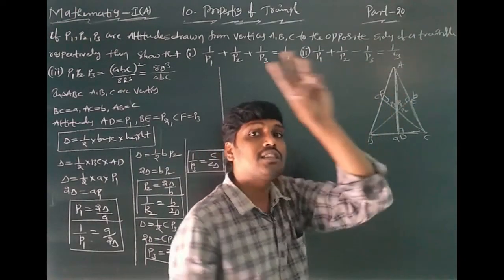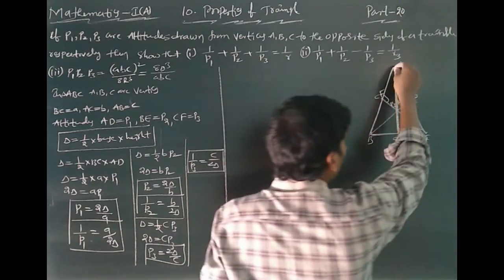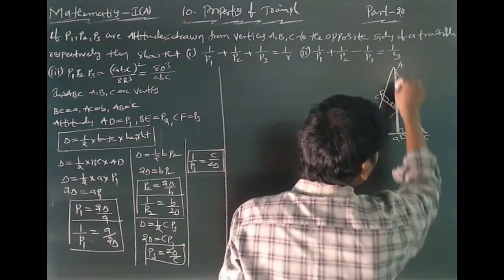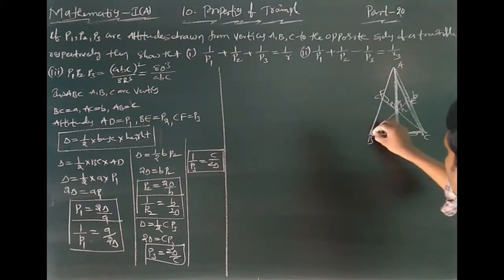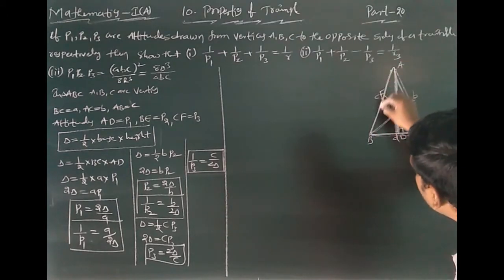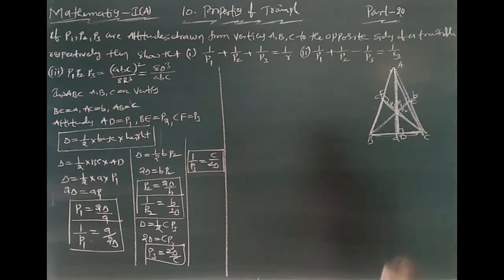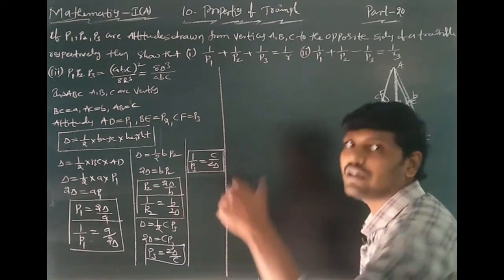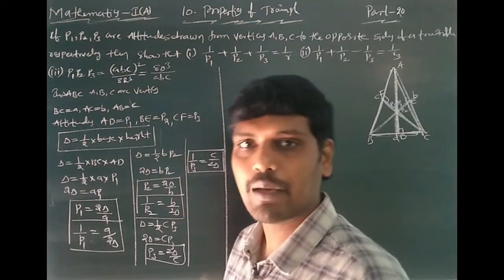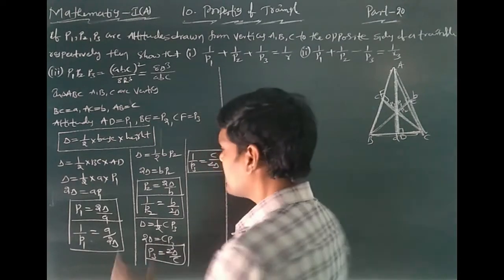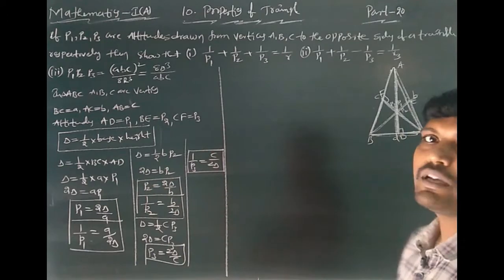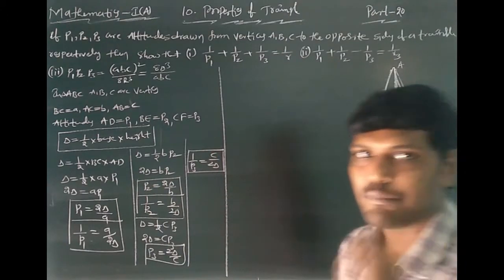In this figure, 3 right angle triangles are formed. One has this as base and this as height. Second, this one is base, this one is height. Third, this one is base, this one is height. You can write P1, P2, P3 respectively, and 1 by P1, 1 by P2, 1 by P3 also get completed. Finding all these values, P1, P2, P3, you get 3 marks.